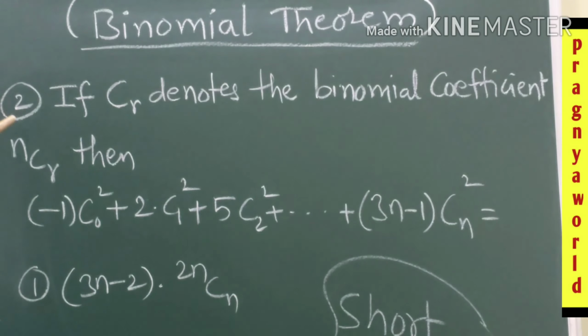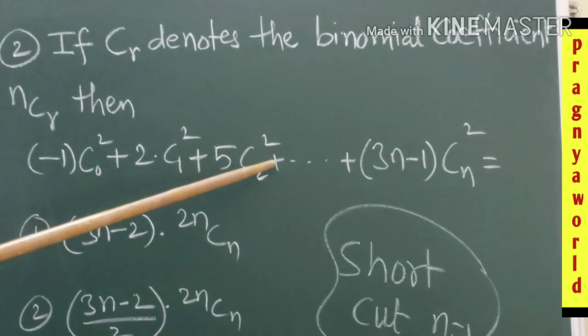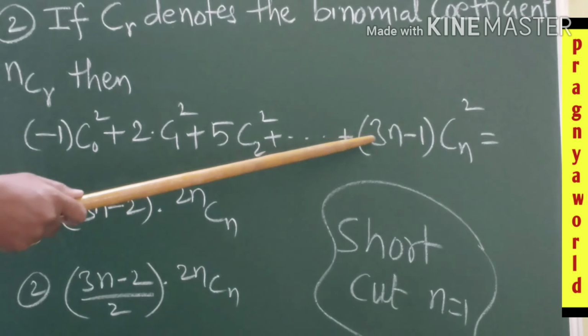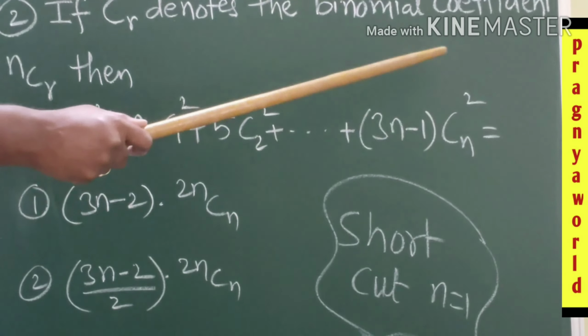Now let us see another problem, also from previous IIT. If CR denotes the binomial coefficient nCr, then minus 1 into C0 whole square plus 2 into C1 whole square plus 5 into C2 whole square plus so on plus 3n minus 1 into Cn whole square is equal to.